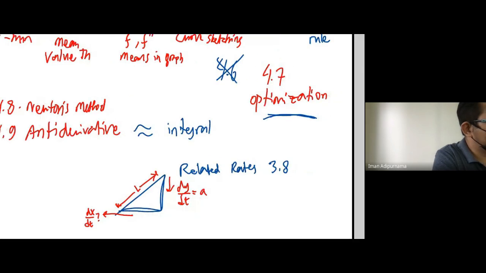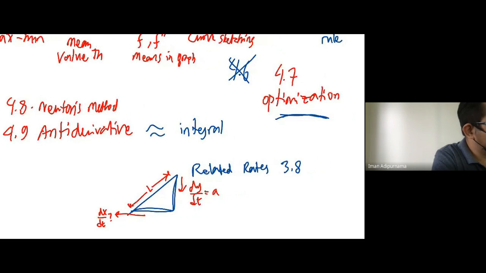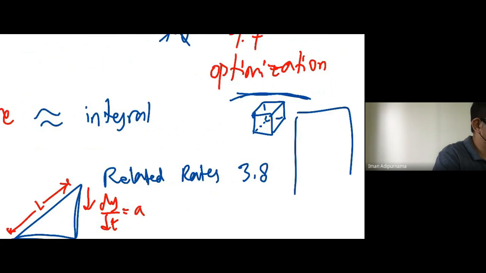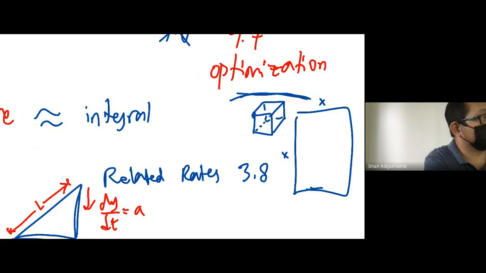Optimization is pretty much similar, but the idea for optimization is we need to find how to maximize or minimize a function from a real life situation. For example, you want to maximize making a volume like a cube like this, but you only have maybe how much paper you have and how to optimize how many cubes you can make, that kind of problem.